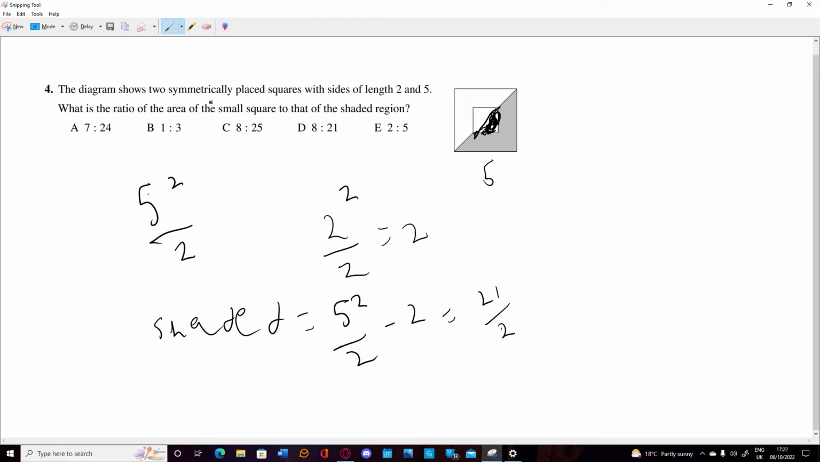And then, what's the ratio of the area of the small square to the shaded region? The area of the small square is equal to 2 squared, which is just 4. So we want the ratio of the area of the small square to that of the shaded region, which is 4 to 21 over 2, so we end up with 8 to 21. We end up with D.